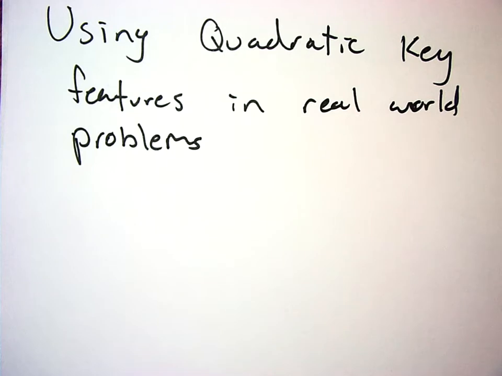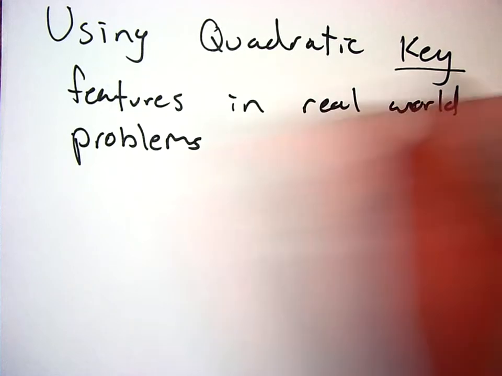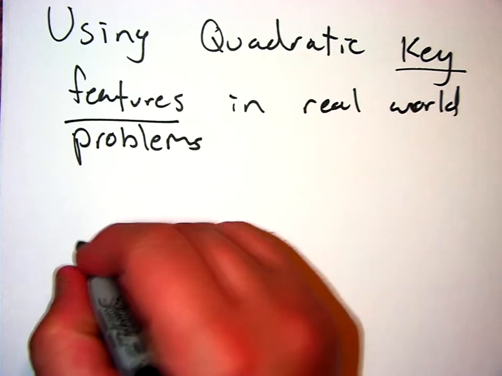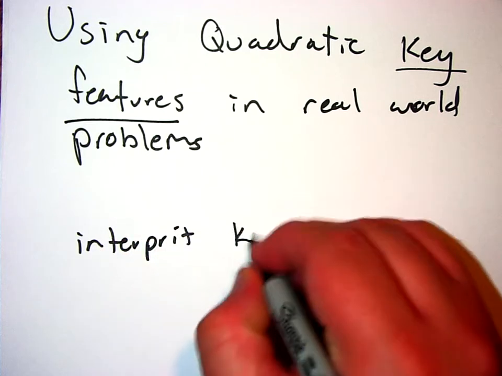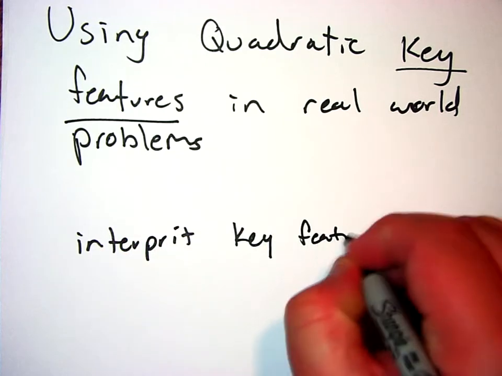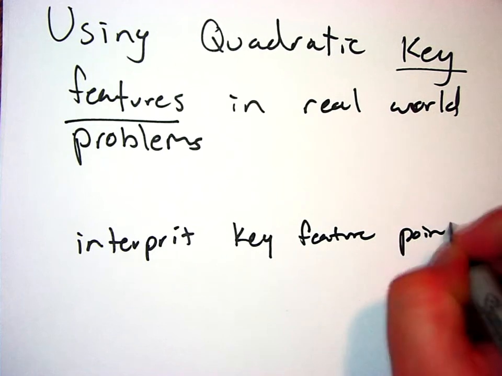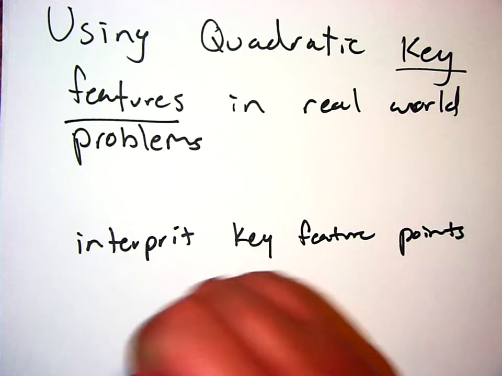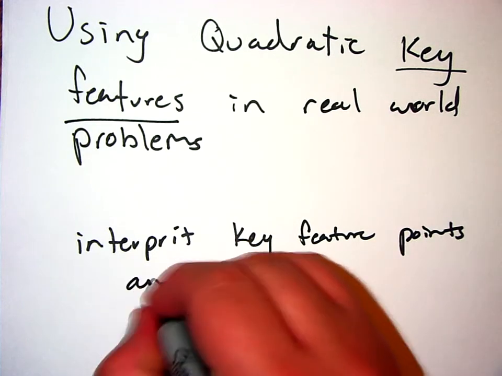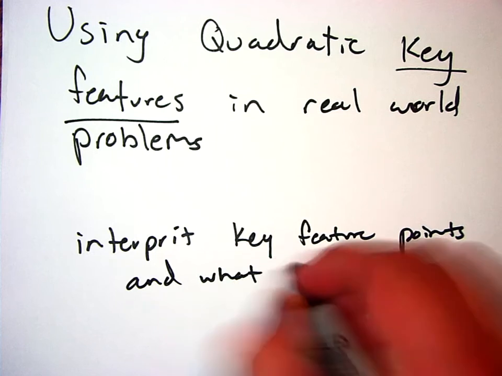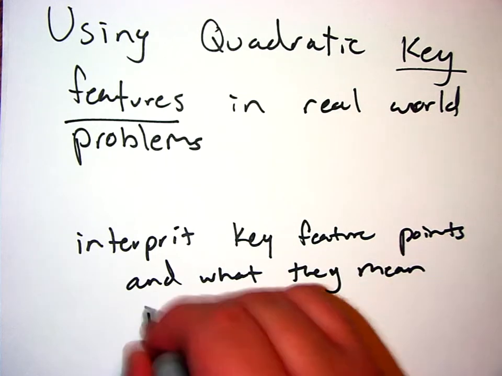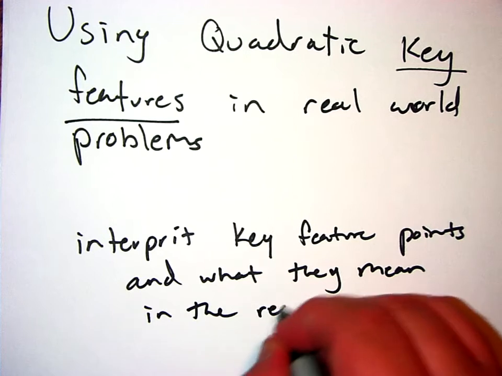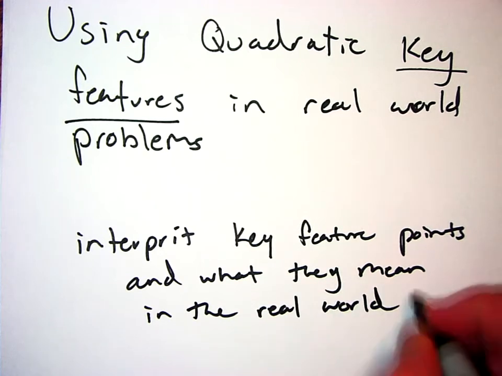Now, really what this is about is interpreting these key features. So we have to interpret key feature points on the graph and what they mean in the real-world situation.